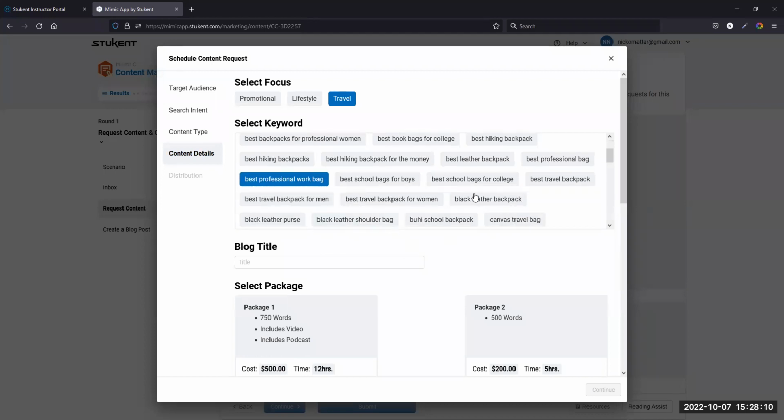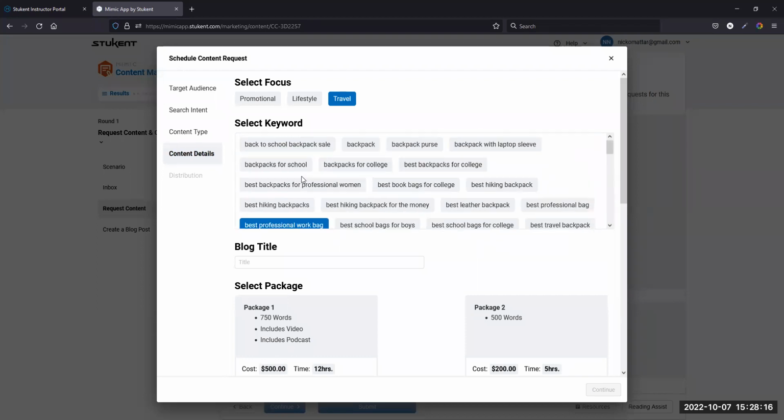You can select more than one keyword. Or no, you can't, sorry. You select your keyword here. You only have so many keywords to select. So best professional work bag is probably good for him. You could do best professional bag if you want, but this is where you want to look back at the content guide and look at the search terms and double check what that volume is and what that keyword difficulty is. Chances are the more long tail the keyword is, so four words like this one, the better off you're going to be. But don't take my word for it. I would suggest going back and double checking the content guide.